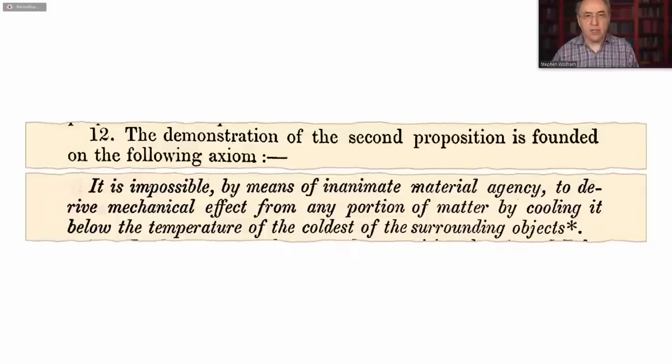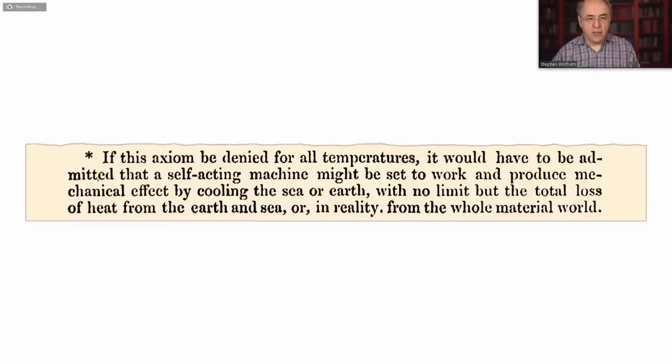Let's look at the footnote here. So he has a footnote, and his footnote says, if this axiom be denied for all temperatures, it would have to be admitted that a self-acting machine might be set to work and produce mechanical effect by cooling the sea or earth with no limit but the total loss of heat from the sea and earth, or in reality, from the whole material world. So in other words, you could get a perpetual motion machine by just turning heat into mechanical work.